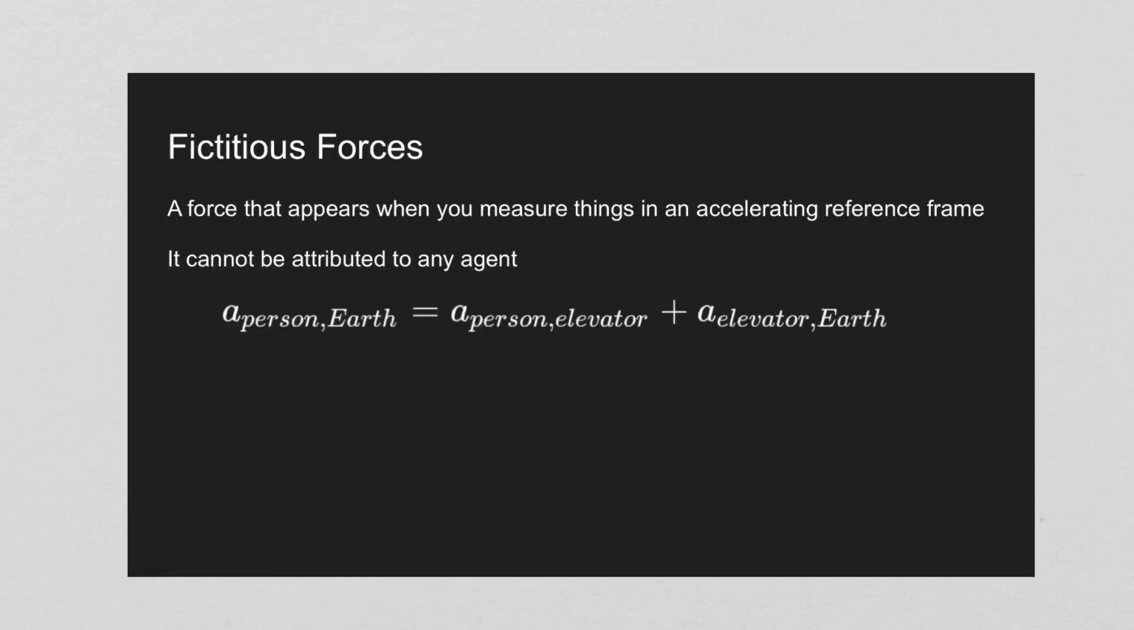And now something a little different, fictitious forces. All fictitious forces appear when you are in an accelerating reference frame. That's it. Remember Newton's law works in inertial reference frames? If it accelerates, you get weird stuff. So let's find out. We'll separate the acceleration of a person to Earth, and this person's riding an elevator, to the elevator in the Earth. So let's look at the acceleration of the person in the elevator, in this case.